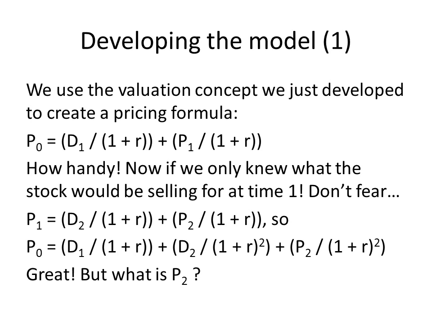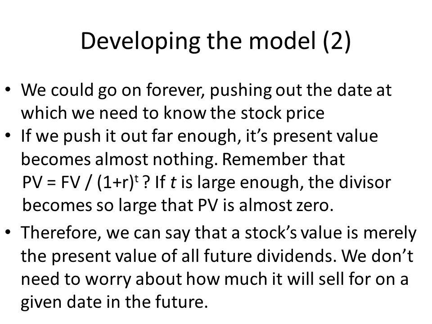But the good news is we can keep doing this on and on and on, and that is how we're going to develop our model. The general idea is that we could go on forever, pushing out the date at which we need to know the future stock price. And if we push it out far enough, its present value becomes almost nothing. You remember this formula for present value, future value divided by 1 plus R to the T? If T is large enough, the divisor becomes so large that the present value of that future stock price is almost 0. And so we can, in effect, ignore it. We don't need to worry about it. So we can sum up our new pricing model as saying that the stock's value is merely the present value of all future dividends. We don't have to worry about how much it's going to sell for at some date in the future.